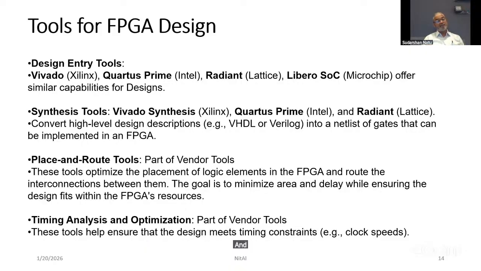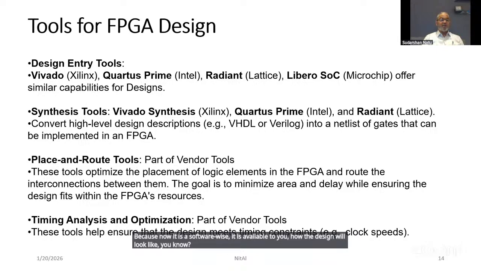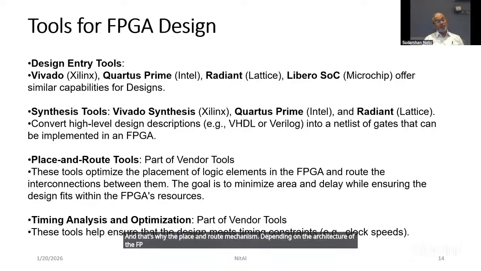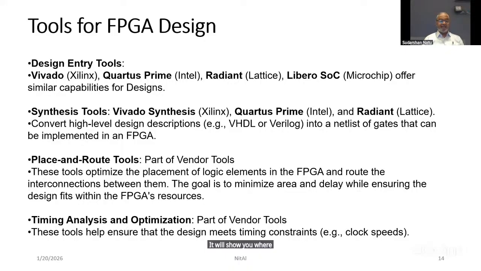And then next comes the phase of place and route. Now it is available to you in software how the design will look in a tool, but then it needs to get placed onto a physical device, the FPGA. That's why there is the place and route mechanism. Depending on the architecture of the FPGA, it will put resources on that, and it will show you where exactly the planning needs to be done.